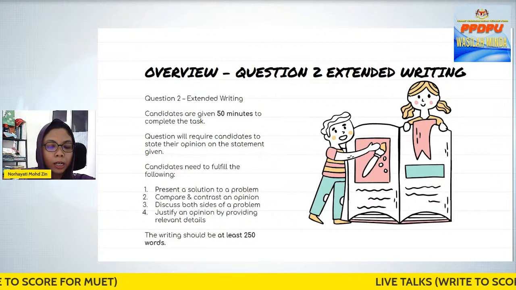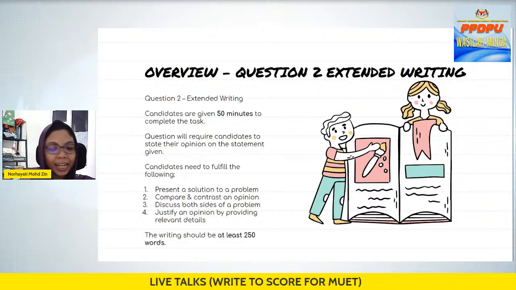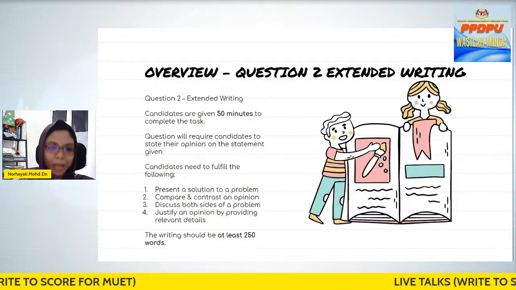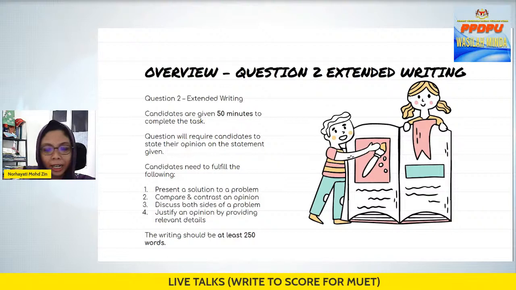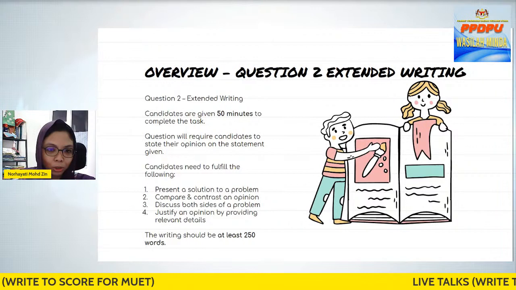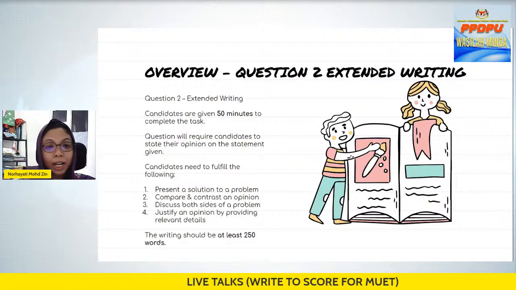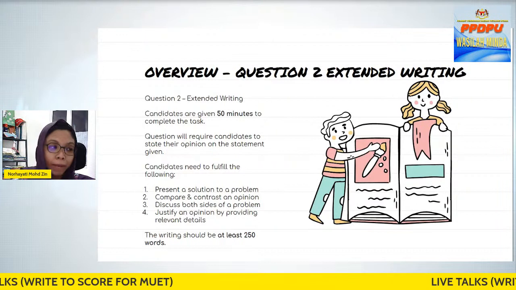Okay, so candidates are given 15 minutes, and I'm telling you, it is a very short time to answer question two. Sometimes good students get so excited and spend so much time on writing question two. And there are some students who spend so much time on question one and realize they could not perform well in question two. So be very careful. Make sure that you time yourself. Timing is everything here.